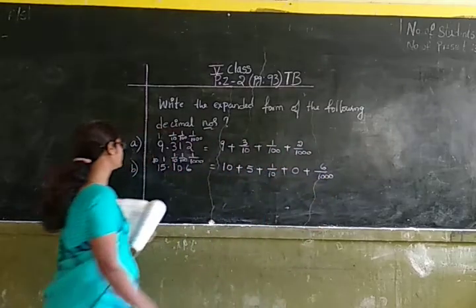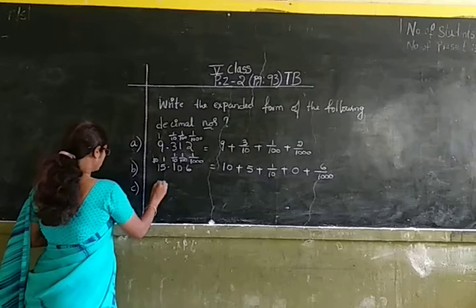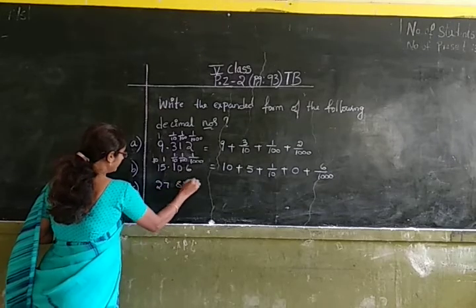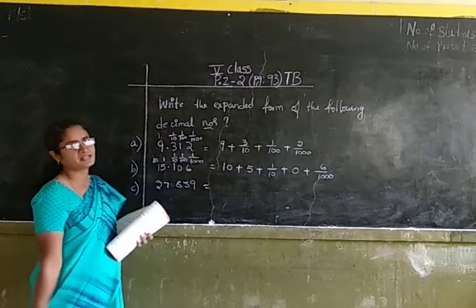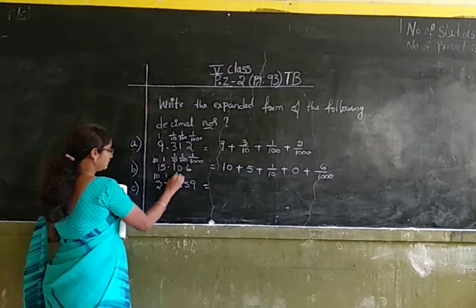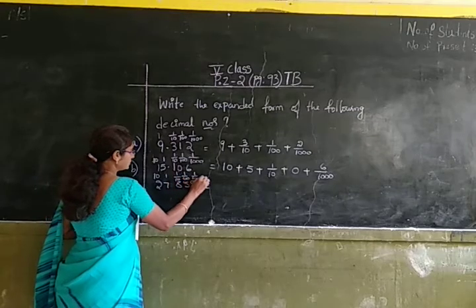Okay, children. Now let us do the C sum. 27.859. First, let us write down the places. 1, 10, 1 by 10, 1 by 100, 1 by 1000.